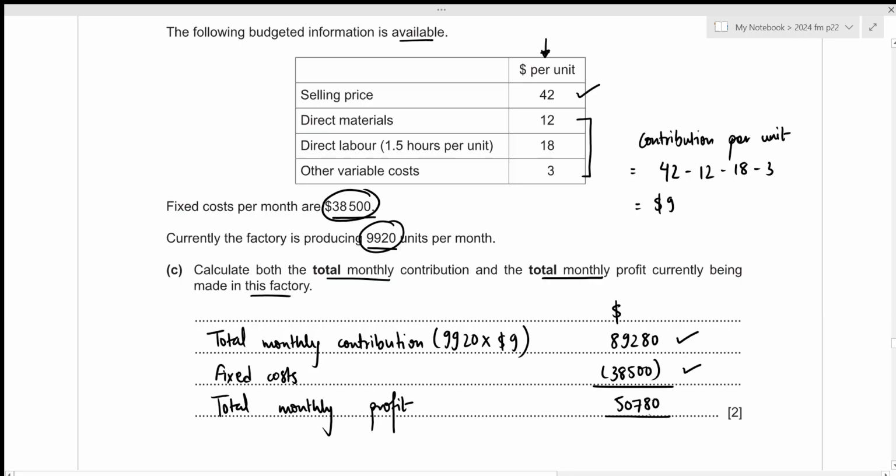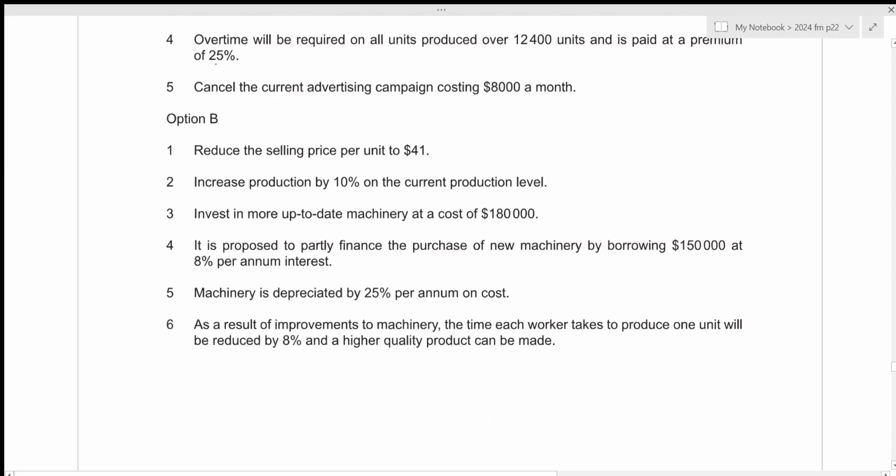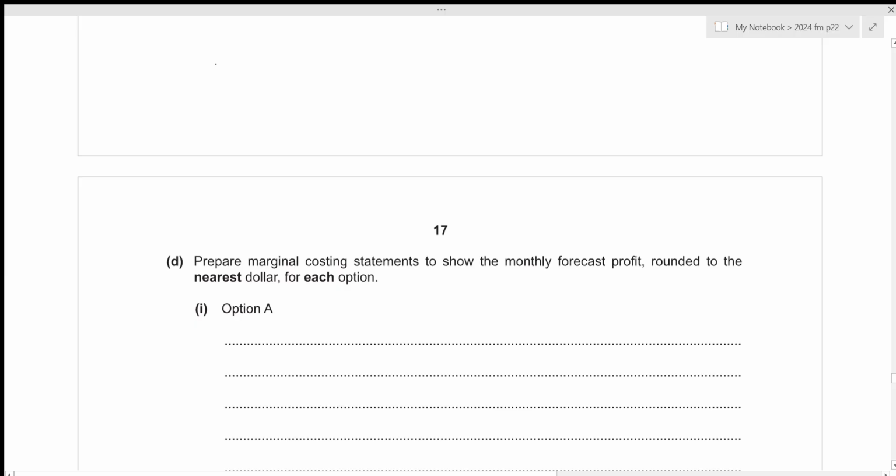That's all for the third part. Let's move towards the next one. We now have additional information. The directors hope to increase demand by changing the selling price. They are considering the following two options. Okay, and in this case, we need to prepare marginal costing statements to show the monthly forecast profit rounded to the nearest dollar for each option.